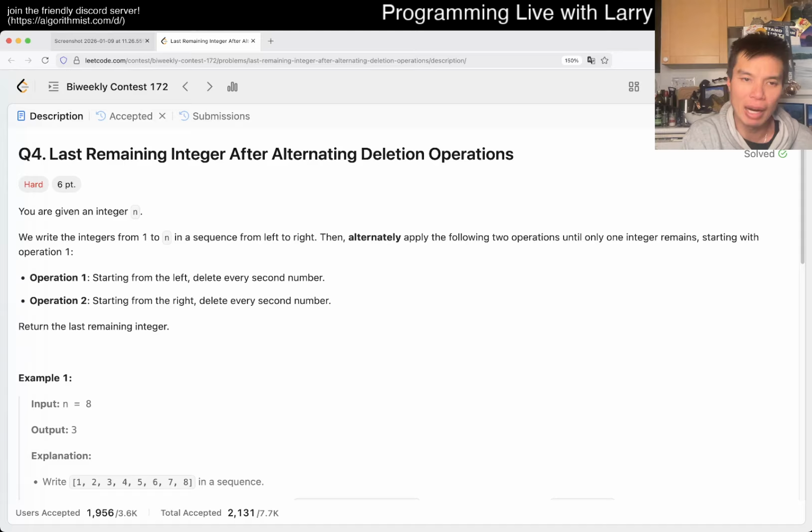This is me going with bi-weekly contest 172, Q4, last remaining integer after alternating deletion operations.